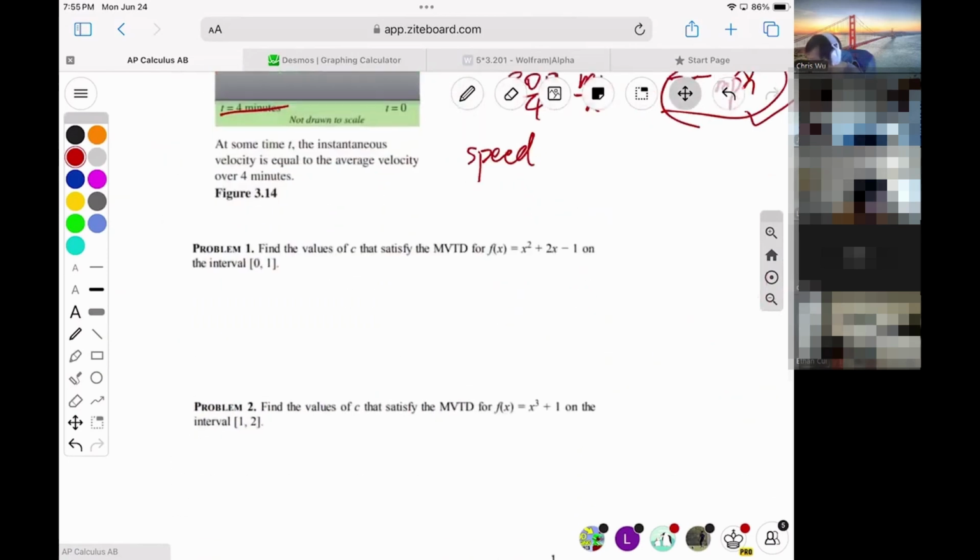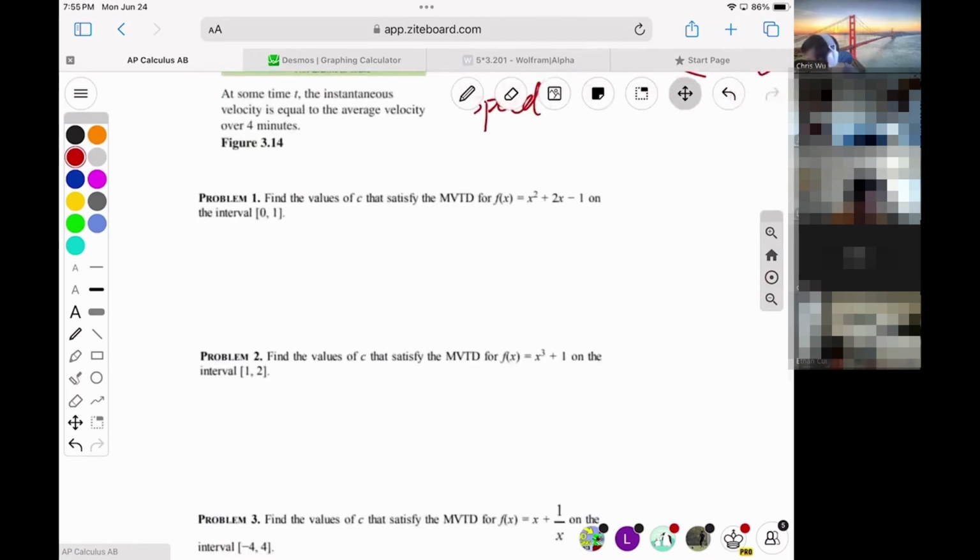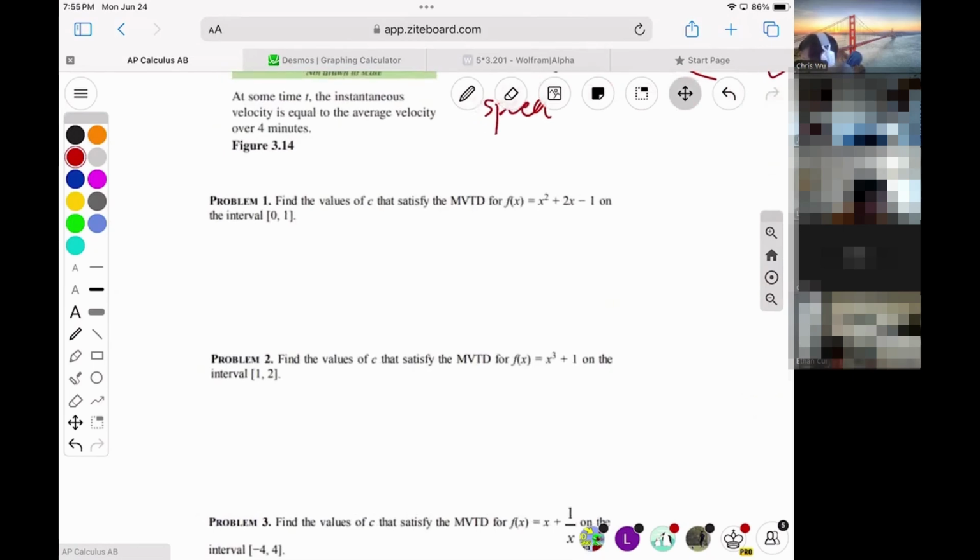Okay. I did have a couple problems for you guys to practice with, but I think we're running out of time, so let me just do them real quick. Find the value of C that satisfies the mean value theorem with derivative on this interval.